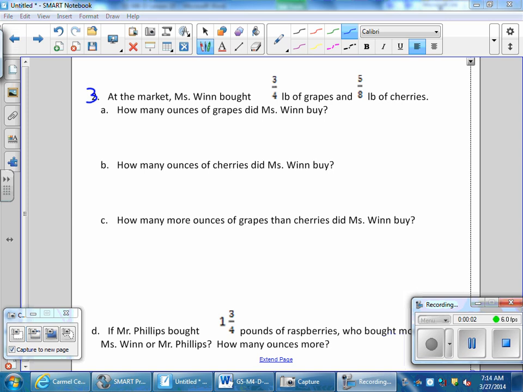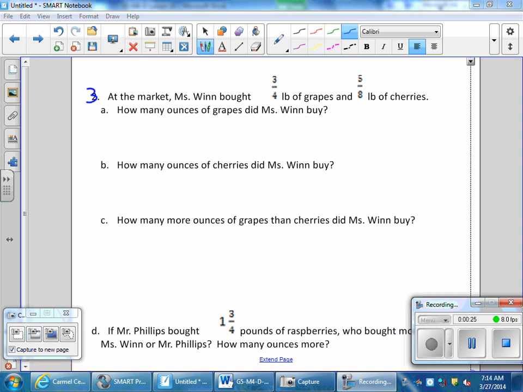Lesson 9 homework, Module 4, question number 3. Word problems. Read, draw, and write. Okay, at the market, Miss Wynn bought 3/4 pounds of grapes and 5/8 pounds of cherries. That's my information. I then have a couple of different questions.